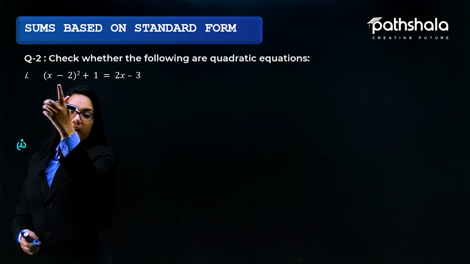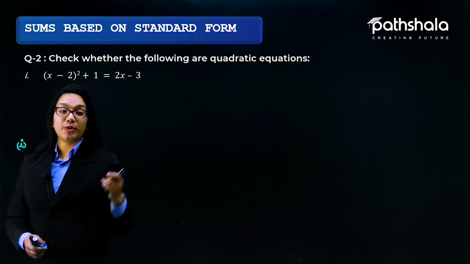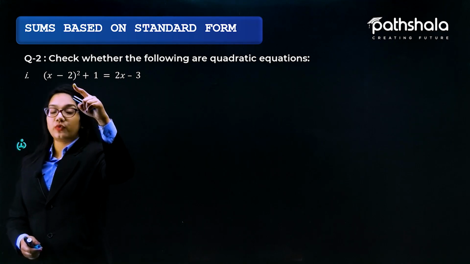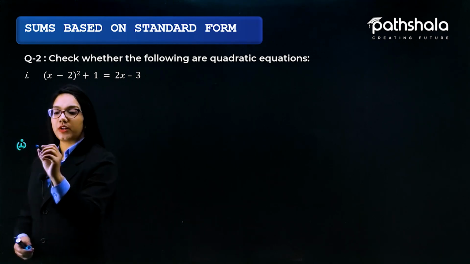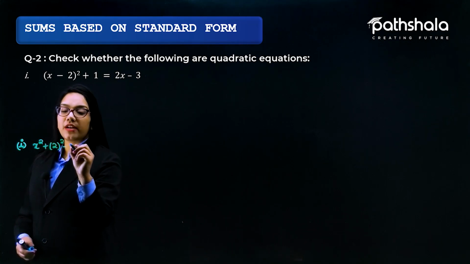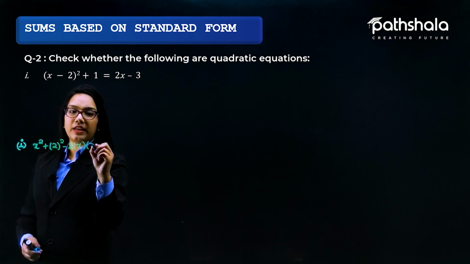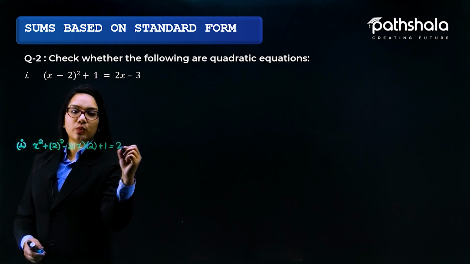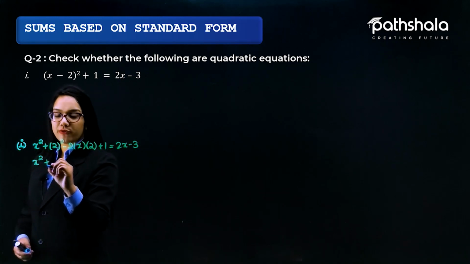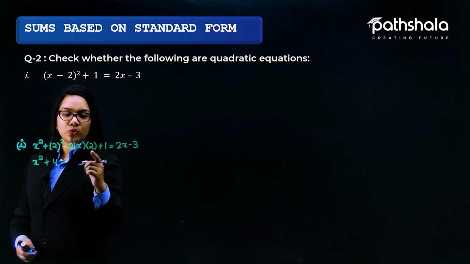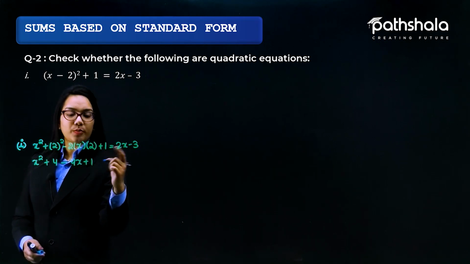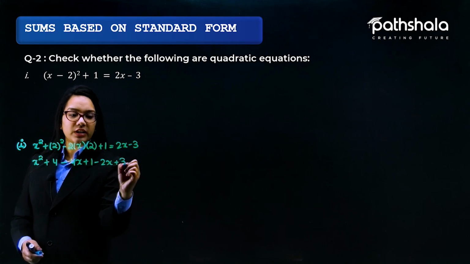We have to use the algebraic identity a minus b whole square over here. So we know that a minus b whole square is nothing but a square minus 2ab plus b square. So this would be x square plus 2 square minus 2ab, plus 1, which is equal to 2x minus 3. Now let's solve it. We have x square plus 2 square is 4, minus 2 into 2 is 4x, plus 1. Let's take these terms toward this side. So plus 2x is minus 2x plus 3 is equal to 0.